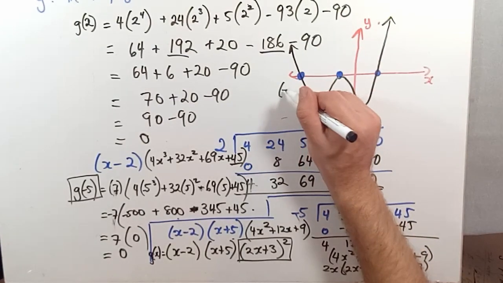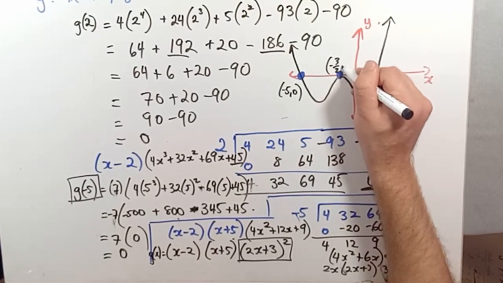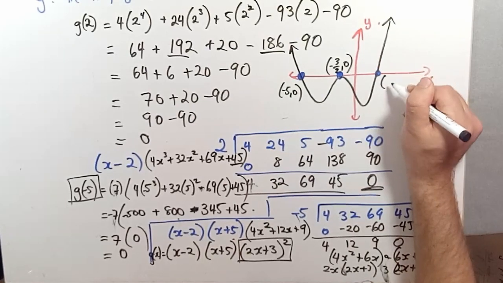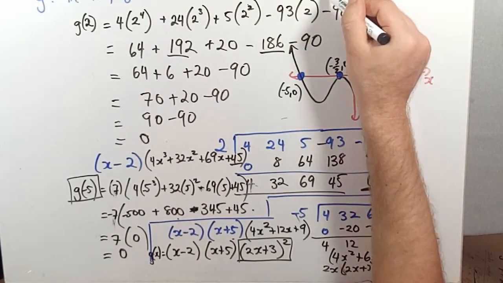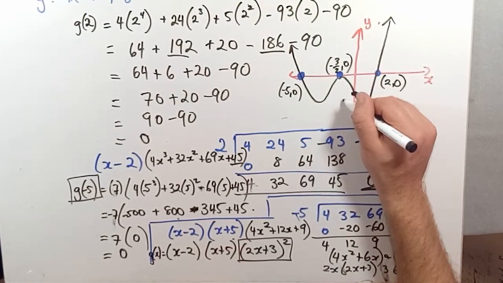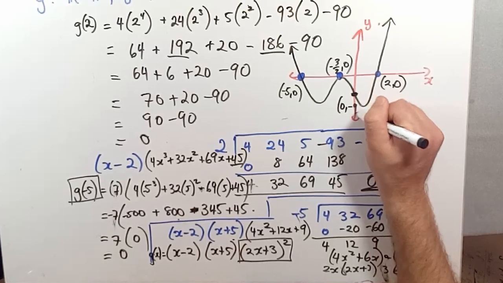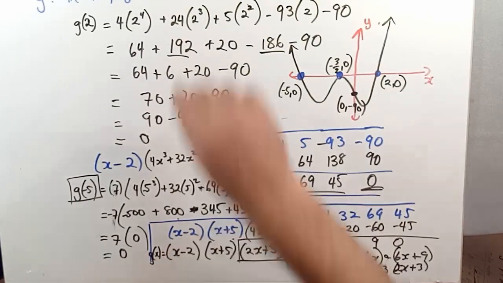So this is -5, 0, -3 on 2, 0, 2, 0, and the y-intercept at -90. So we'll put this one at 0, -90. Done. There's my sketch graph. Perfect. All right.